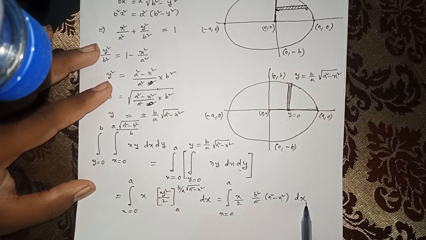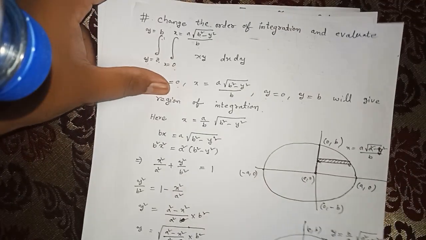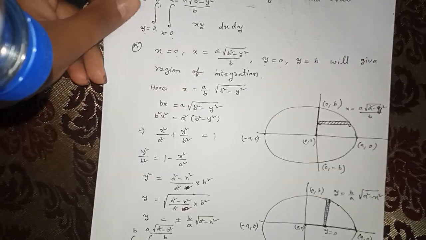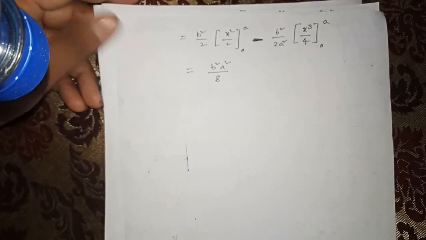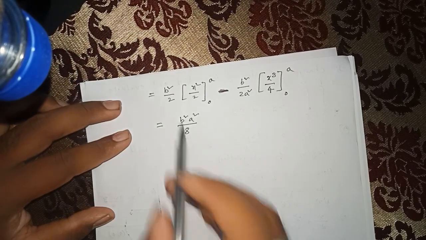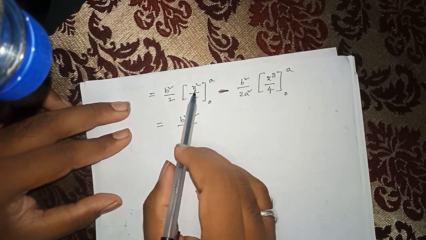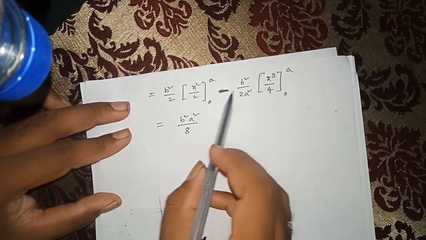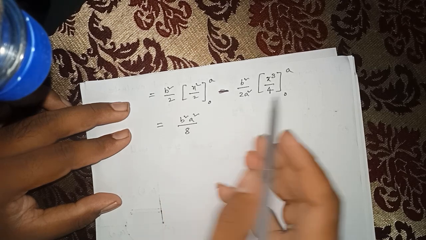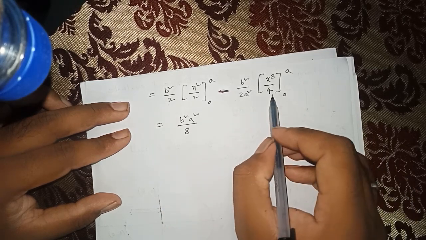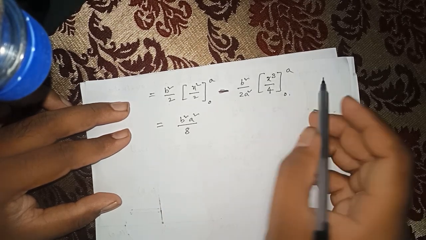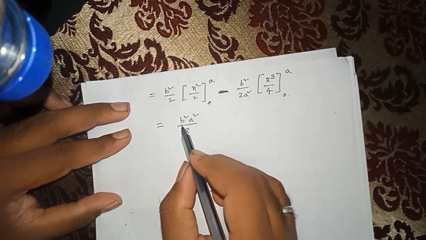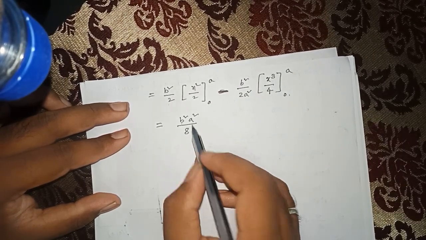Okay, now on simplifying, after integration with respect to x, we get b square by 2 times x square by 2 with the limit 0 to a, minus b square by 2a square times x to the power 4 by 4 with the limit 0 to a. After applying the limits, finally we get b square into a square by 8.